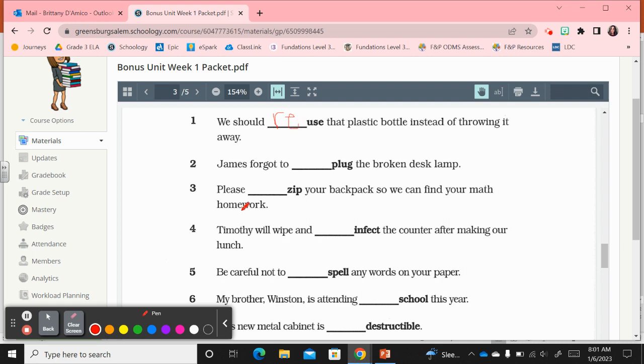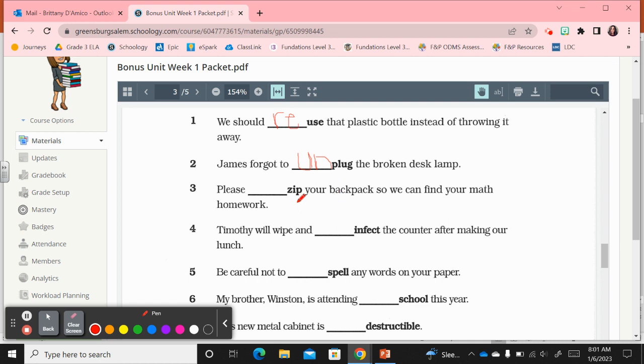Number 2, James forgot to blank plug the broken desk lamp. Well, if it's broken, you do not want it plugged in. So is it displug, unplug, inplug, or implug? You should know we use the prefix un if you unplug something. Un. Excellent.